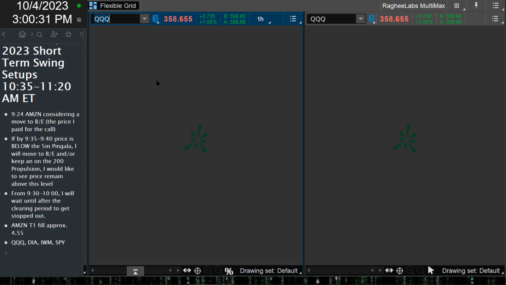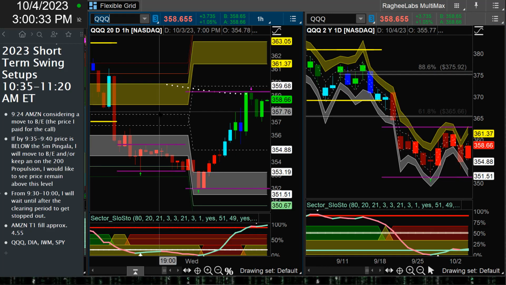So QQQ. What's the underlying structure on the 1 hour and the daily? That's it. 1 hour is going to be a 1 to 3 day swing, and the daily is going to be possibly a 2 to 10. Now, Amazon was a 1 hour swing, right? Just to give you an idea of the brevity of the trade and the expected time horizon.